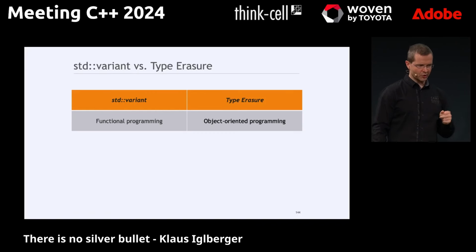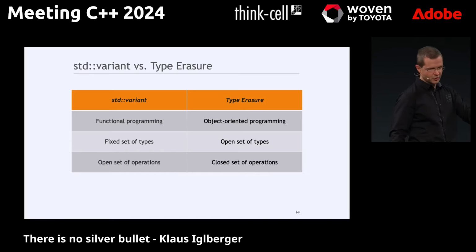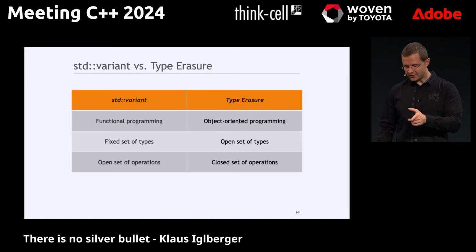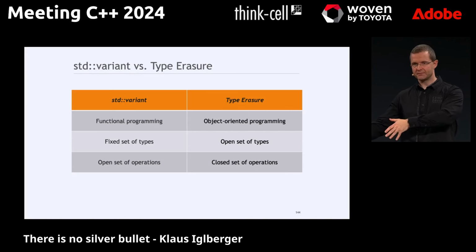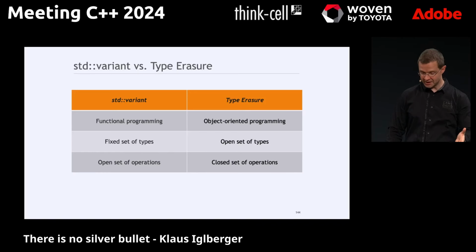Variant, more the functional programming approach, type erasure, more the object-oriented property. And again, on the functional programming side, you have a fixed set of types, but an open set of operations. Whereas type erasure does exactly the opposite. You can give me any shape, you can add one in the future, I don't care. So you have an open set of types, but right now in my solution, I can only draw. Yeah, we would have to change the wrapper, we would have to change the expectations if we wanted to add an operation.